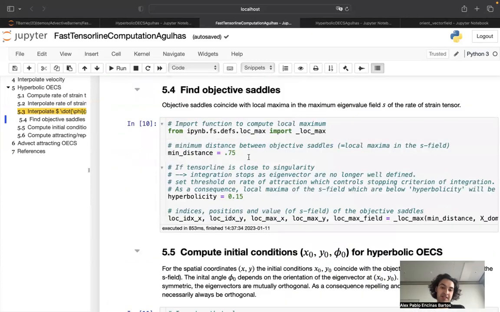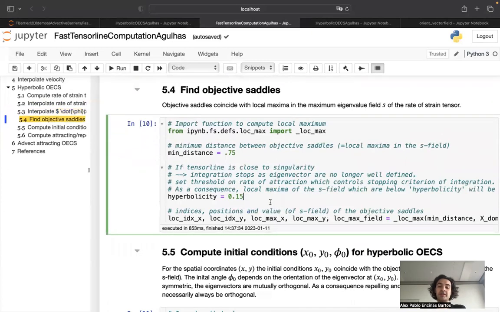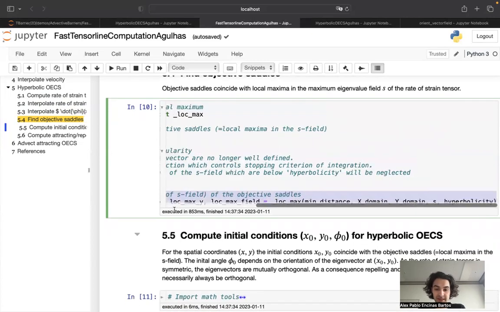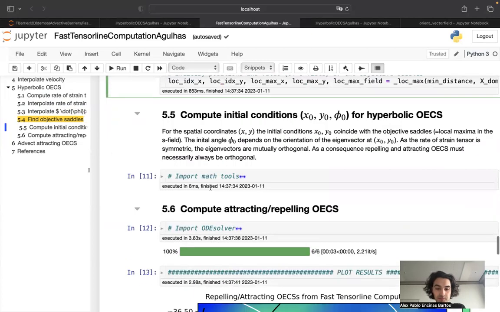Once we've done that, we need to find the objective saddle points. And then, of course, you need to specify a minimum distance between the saddle points and also a hyperbolicity measure. So that's basically the measure. If you integrate away from the saddle points, from this local maximum, then the rate of attraction or rate of repulsion will decrease. And you set a threshold on that so that once it's below a certain value, you just simply stop the integration. So here you just simply find the local maxima of the S2 field.